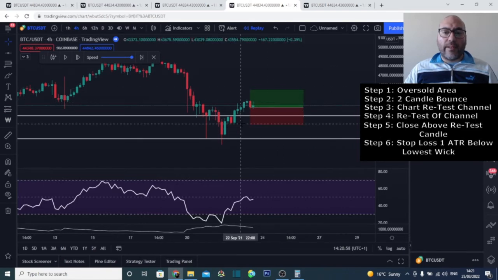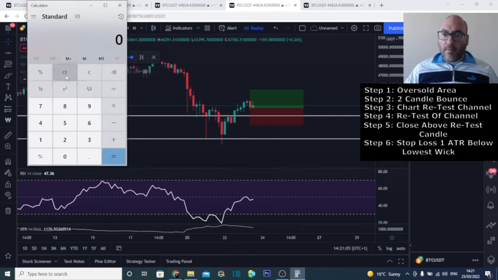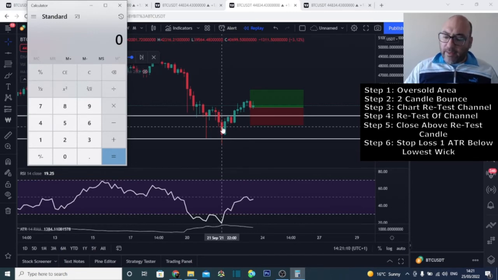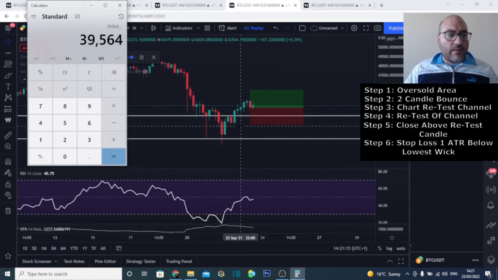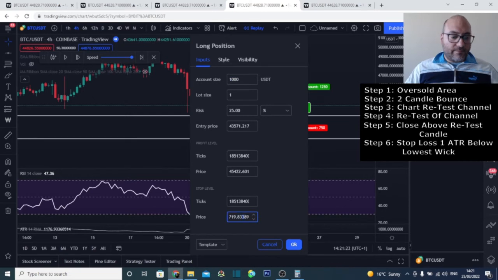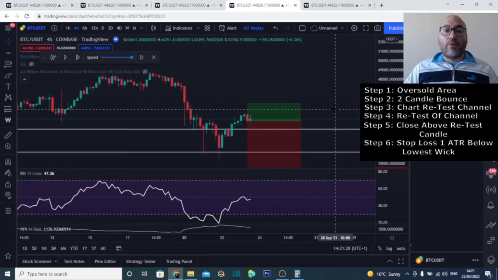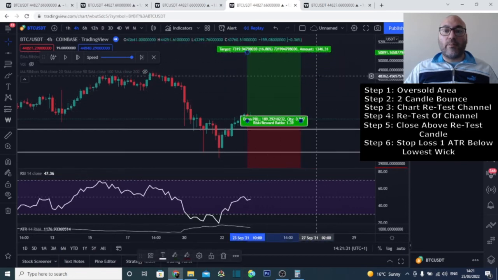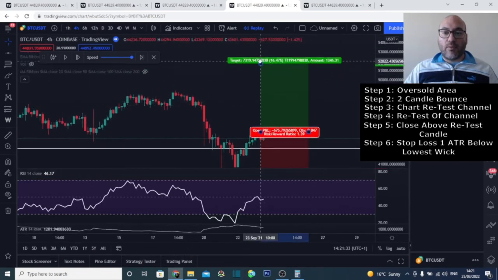1 ATR of that candle, which is 1277, minus the lowest wick. Lowest wick is 39,564 minus, let me get it again, 1277. So our stop loss is 38,287. That is our stop loss with a profit target of 1 to 1.5 risk reward.